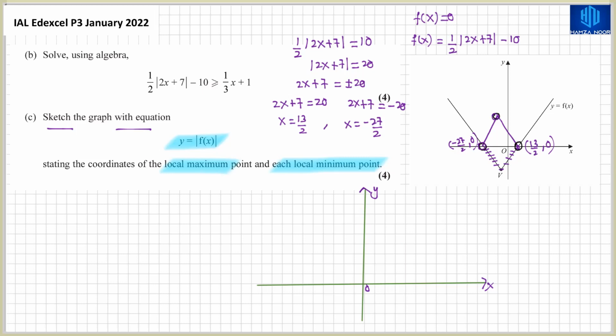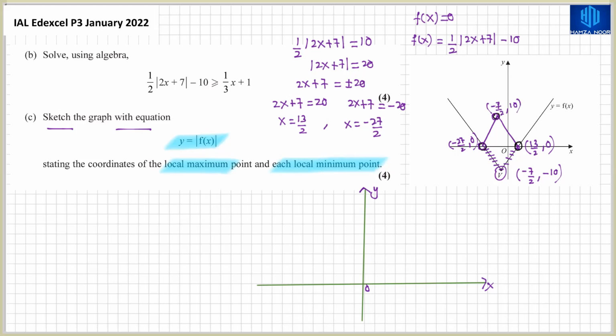As we already know from the answer of part A, the coordinates of the point V were minus 7 over 2 comma minus 10. Now this point V will be reflected in the x-axis. So the y coordinate of point V will change, and the x coordinate will remain the same. So the local maximum point is minus 7 over 2 comma positive 10.